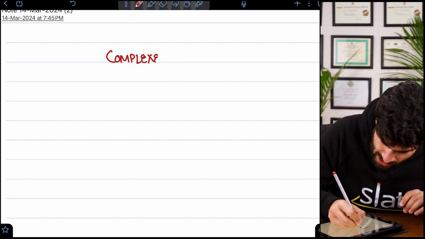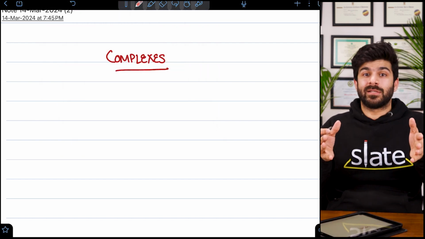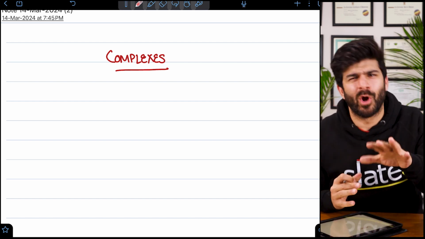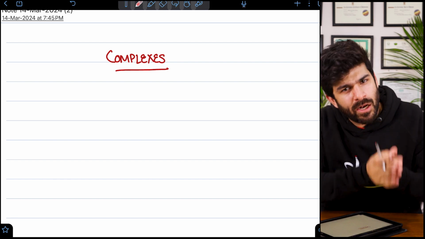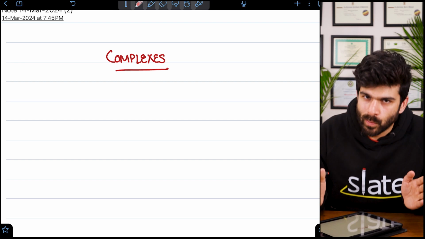Transition elements can form complexes. Now, what are complexes? As the name says, they're complex. They can make it difficult for you, but not much difficult because there are a few complexes that you need to go through and you're good to go.